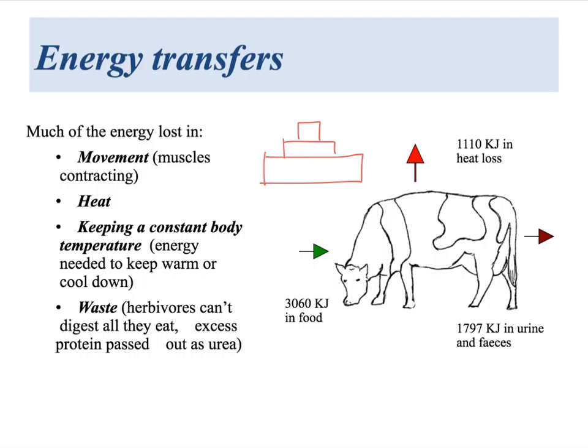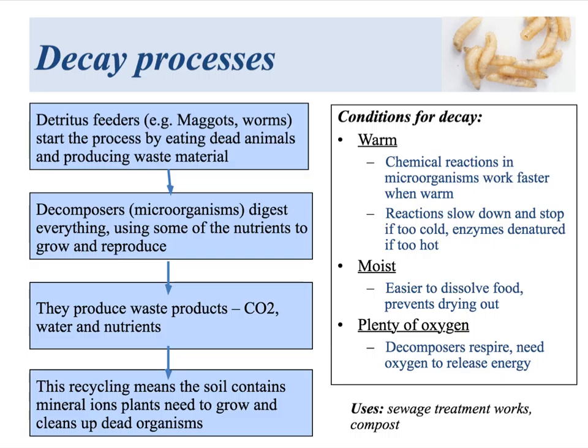Energy is lost at each stage, and that's because the animal or plant is moving. It has to heat itself up, i.e. through respiration, keeping a constant body temperature for mammals and birds. And waste, there's areas that we can't digest. A lot of waste is produced in urine and feces, so not all of it is passed along. Then we've got decay processes. So the idea is we've got something dead, let's say a human.